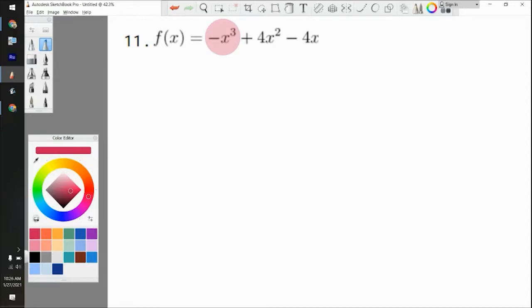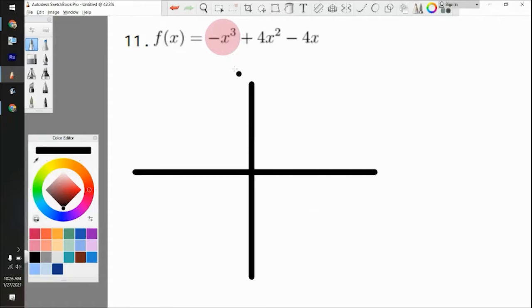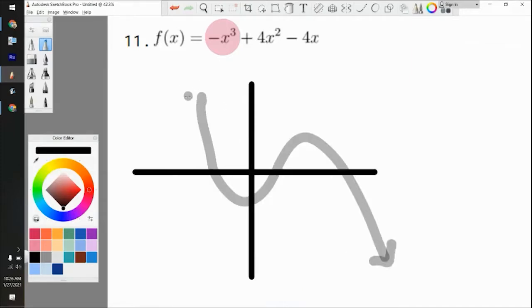Down. Negative is down. Right now, in your head, you can picture that from left to right, it should be going down. Next thing I want you to notice is that it's to the third. It's an odd function. That means a very, very rough sketch of this. Don't write this down yet because I'm just showing you an example. It should have 2 turns and it should be pointed down like this.